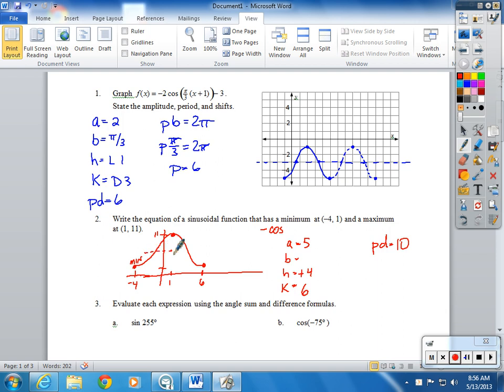Okay. And then b is also calculated. Pb equals 2 pi, so 10b equals 2 pi, which means b equals pi over 5. And we write our equation. So y equals negative 5 cosine pi over 5 times the quantity x plus 4, plus 6.